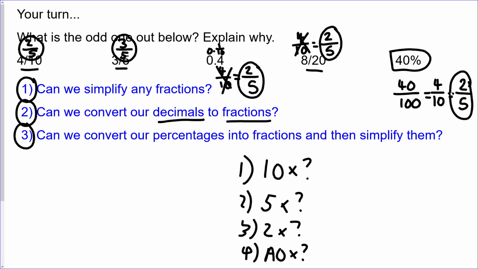Okay, so now I'm looking for which one is the odd one out. In other words, which one is different. So I can see that 3/5 is different. And I can put that down as an explanation. So I would circle 3/5 and I would be writing 3/5 is the odd one out because every other value is equal to 2/5. And that would be the answer to our question.